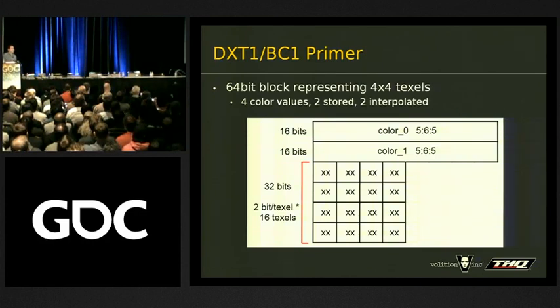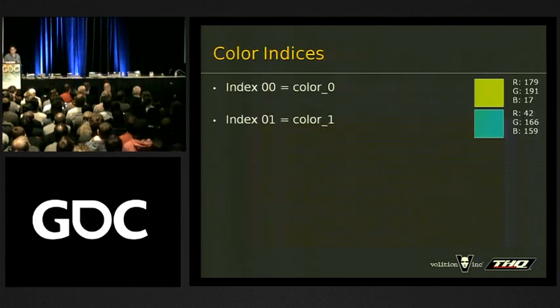Okay, so DXT is a block compressed format. It stores a 4x4 grid of texels, and for every 4x4 grid of texels, you're storing 64 bits worth of data. The first 2 things that you store are 2 colors that represent endpoints on a color line. These are stored as 565 colors. And then you store 32 bits worth of indices. There's a 2-bit index for each texel, and those indices select between the 2 colors that you've stored as well as 2 color values that are interpolated between those 2 stored colors.